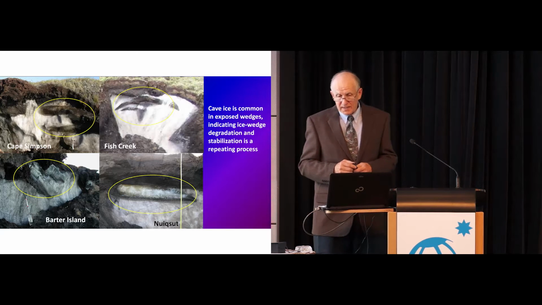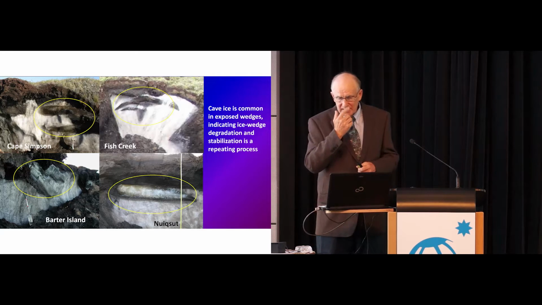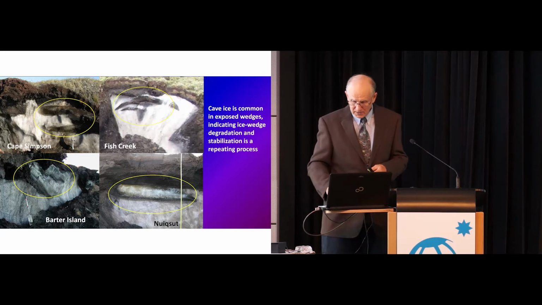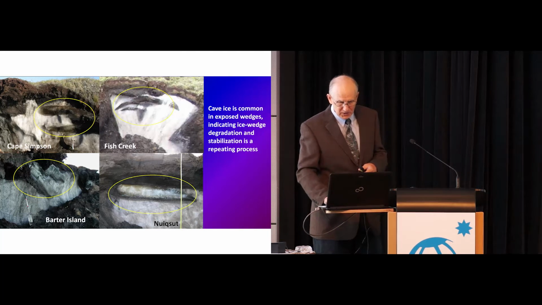But this cave ice that we see associated with this degradation of ice wedges, we're now understanding that it's a common or frequent occurrence in our exposed ice wedges. So it's indicating that this ice wedge degradation and stabilization is a repeating process, that it's happened in the past, and we have yet to fully understand what the temporal sequence of this degradation and stabilization is.